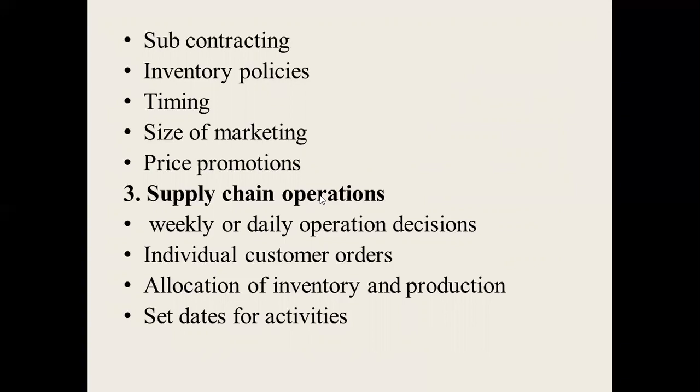The third part is the supply chain operation, meaning the execution part. The month will be broken into weekly or daily operation decisions. Then we will look at the individual customer orders, meaning things are getting more zoomed in now, an allocation of inventory and production, and the set dates for activities. So starting with a strategy, then the plan, then the operation, we can say it's a kind of managerial hierarchy, like a pyramid. So from the very big plan, we are zooming to the individual customer needs. That is a main part of supply chain management.